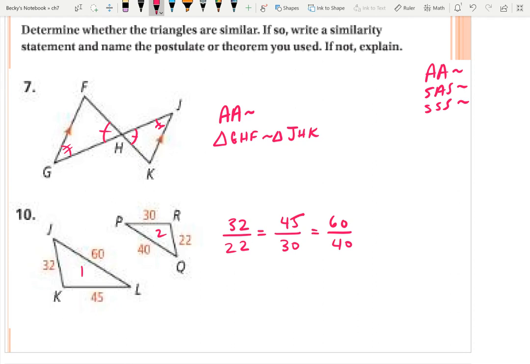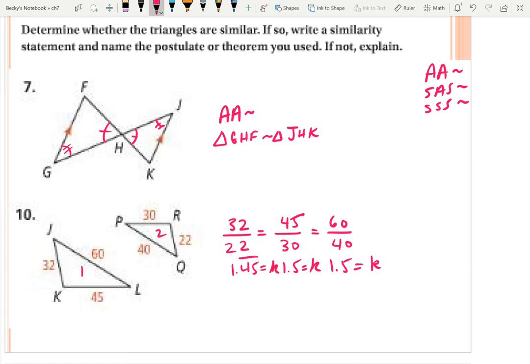32 divided by 22 is 1.45, and the 45 is repeating. You would have to repeat on every single one. The next one is 1.5, and the next one is 1.5. Now, these are scale factors, okay? The letters K. The K's have to be the same.